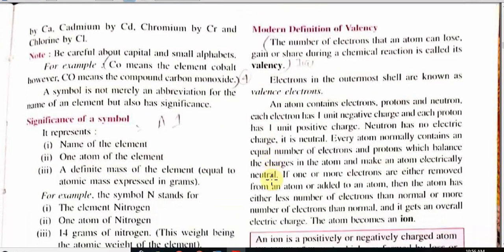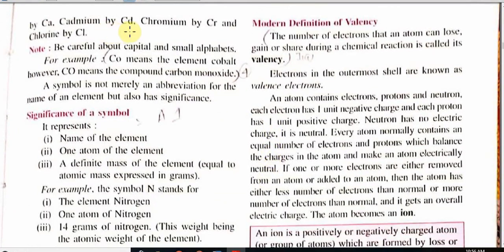Similarly, cadmium is Cd, chromium is Cr. So students, be careful about capital and small letters. In this rule, if the first letter is capital, the second should be a lowercase letter. Look at this, uppercase and lowercase: Co means cobalt. But if both the alphabets are uppercase, then CO is carbon monoxide.